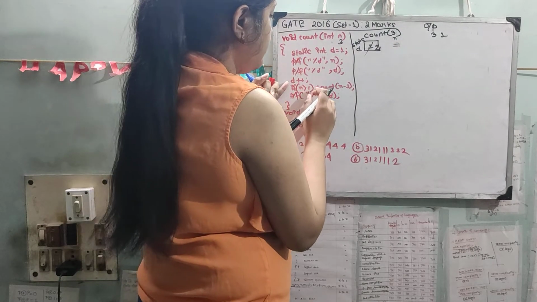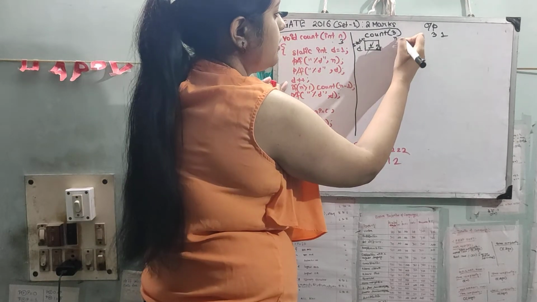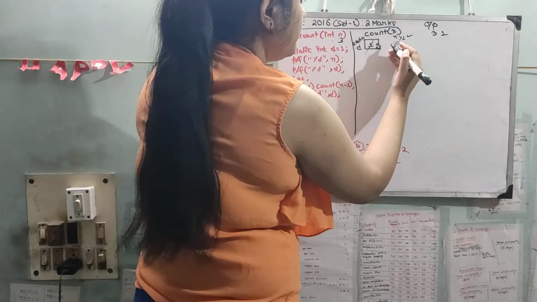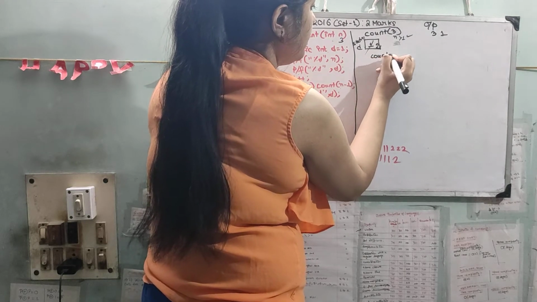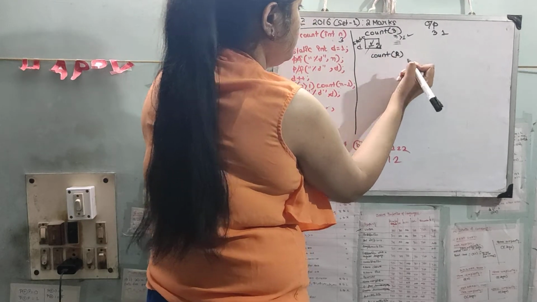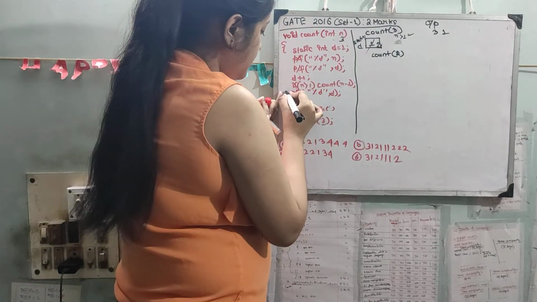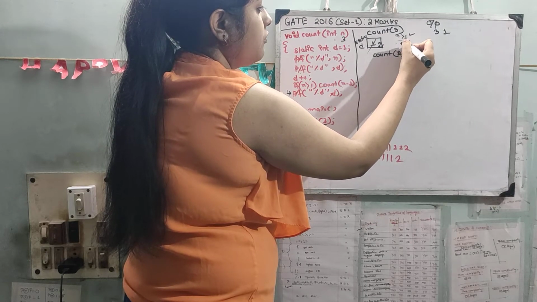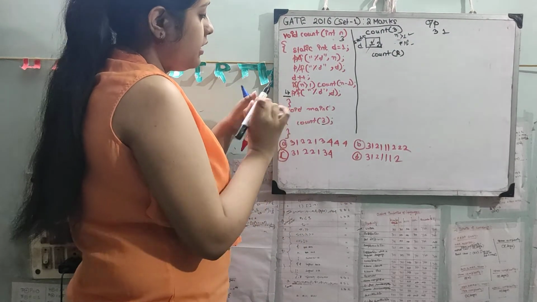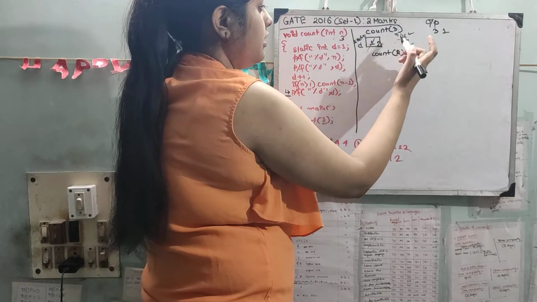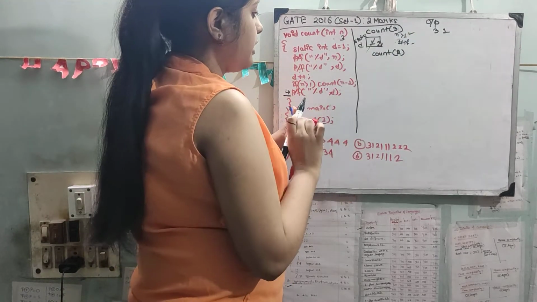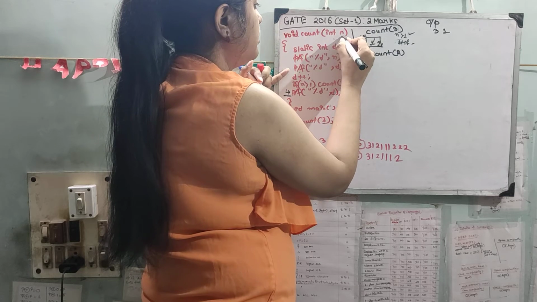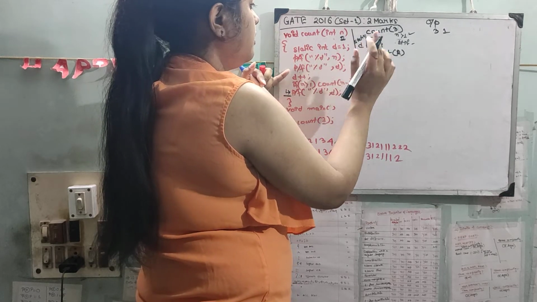Now if n is greater than 1, count n minus 1. Yes, n is greater than 1, this is 2. Then count n minus 1 will be called, so count 2 will be called. So remember that this printf is not done yet, so put a star or a hash or something, that printf we have to do again. Now count equals 2.